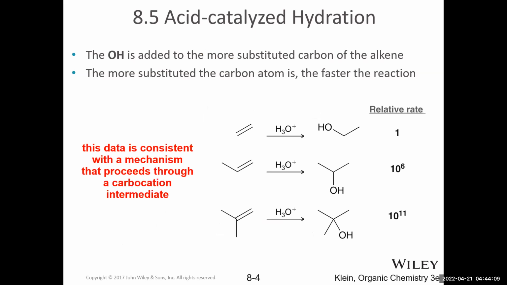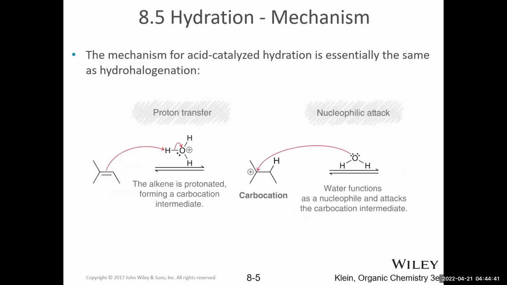Let's look at some studies that have been done on different substrates in this acid catalyzed hydration reaction. What we see is that the OH will get added to the more substituted carbon, and the more substituted that carbon is, the faster the reaction. This sort of data is consistent with a mechanism involving a carbocation intermediate, because more substituted carbons with a positive charge are more stable and therefore expected to react faster. Let's go ahead and now look at the acid catalyzed hydration mechanism.